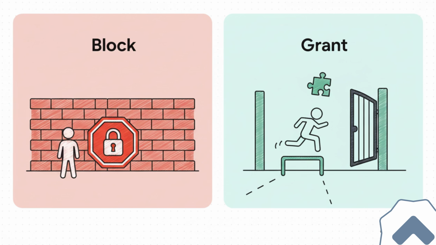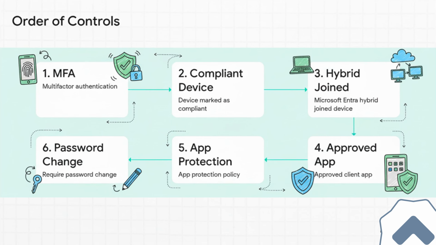The second outcome is grant. Now this means you're allowed in, but often with a condition attached. We call this a grant control. It's like a final challenge you have to complete to prove you are who you say you are. Now here's what's cool. If a policy grants you access but needs multiple controls, it doesn't just throw everything at you at once. There's a very specific order of operations. The system is always going to ask for the strongest protections first.